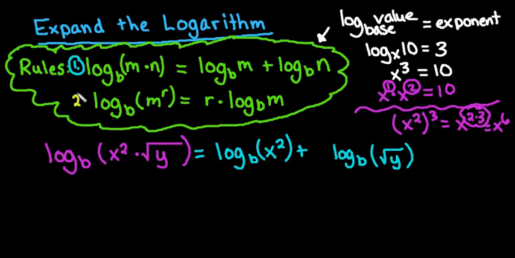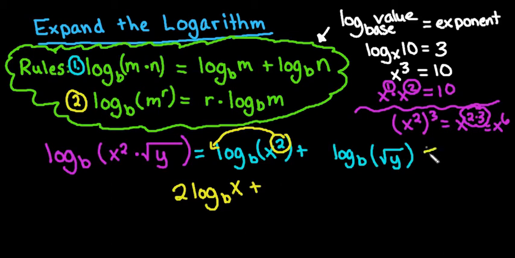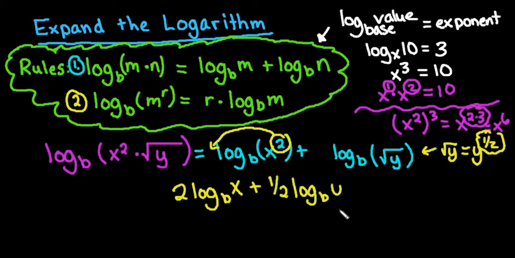Okay, we're still not done because we have exponents, and so what happens with our exponents is we're going to use rule 2 for the exponents. Because there is an exponent here, it's going to go out front. So I really have 2 log base b of x plus, for this one, remember that the square root of y is the same thing as y to the 1/2 power. We could rewrite it as a rational exponent. So I can rewrite this as 1/2 log base b of y. And this would be my final answer.